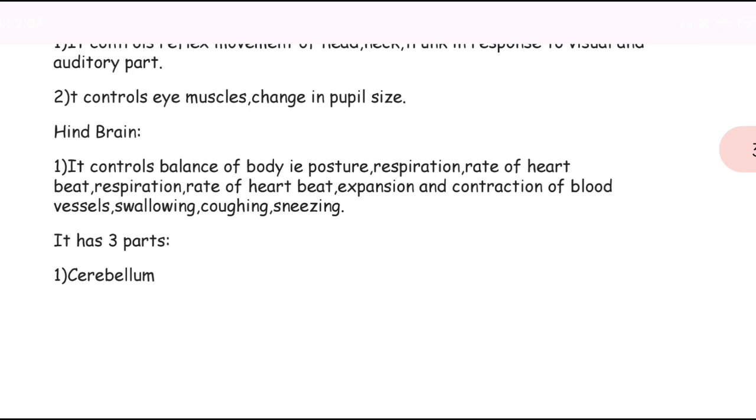Then the hindbrain. The hindbrain controls balance of the body, that is posture, respiration, rate of heartbeat, expansion and contraction of blood vessels, swallowing, coughing and sneezing.